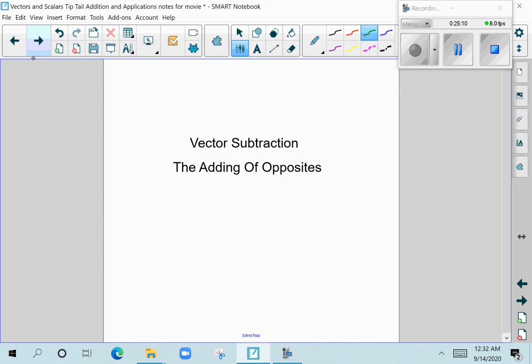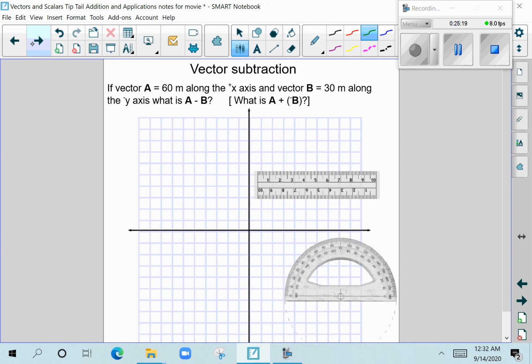If I want to subtract vectors, I'm going to do the same thing that I did with integers. You never subtract. You simply add opposites. So let's say I wanted to have the vectors A is 60 degrees along the positive x-axis, B is 30 degrees along the negative y-axis, and I want to do A minus B. Well, I can't. No such thing as subtraction. So what I can do is A plus negative B, or A plus the opposite of B.